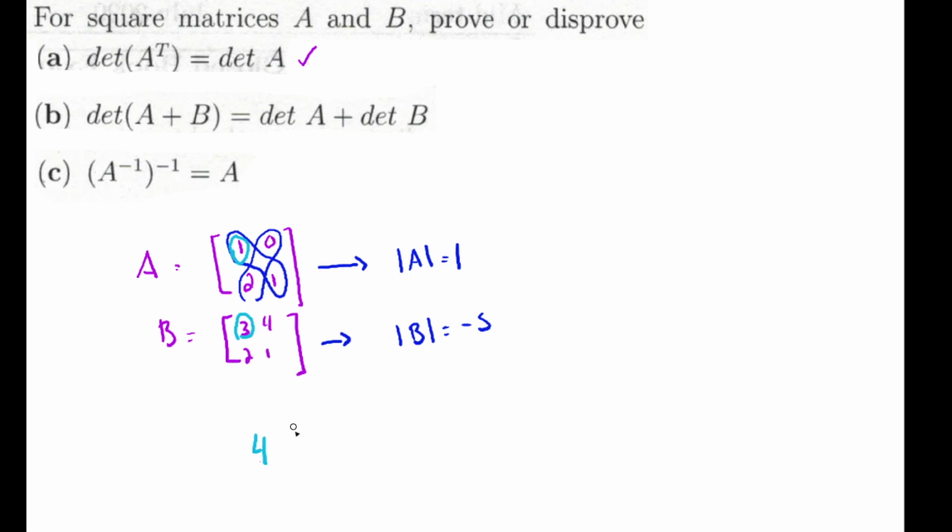Here, 0 plus 4 is 4. 2 plus 2 is 4. 1 plus 1 is 2. Now let's go ahead and find the determinant of this.